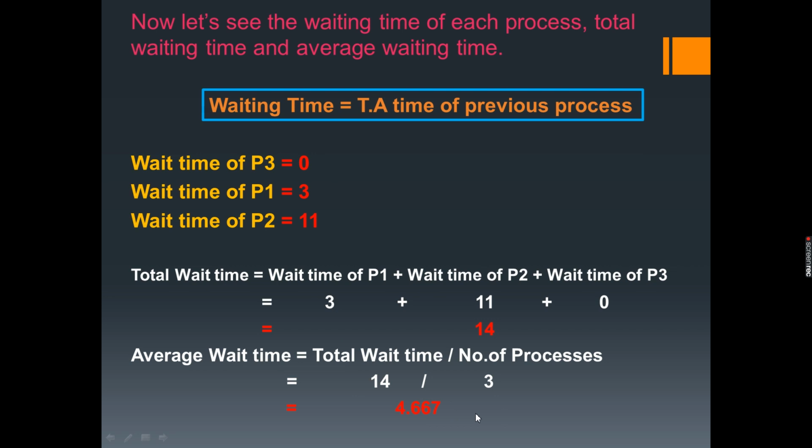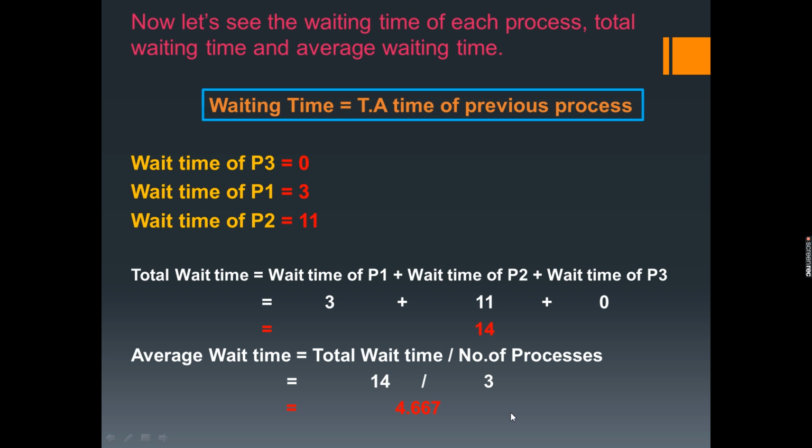Let us see the waiting time of each process, total waiting time and average waiting time. We can also say that waiting time is the turnaround time of the previous process. So the waiting time of P3 is 0 as it is the first process to arrive. Then the waiting time of process 1 is 3 and at last the waiting time of process 2 is 11. So the total waiting time is 14 and the average waiting time is 4.667.